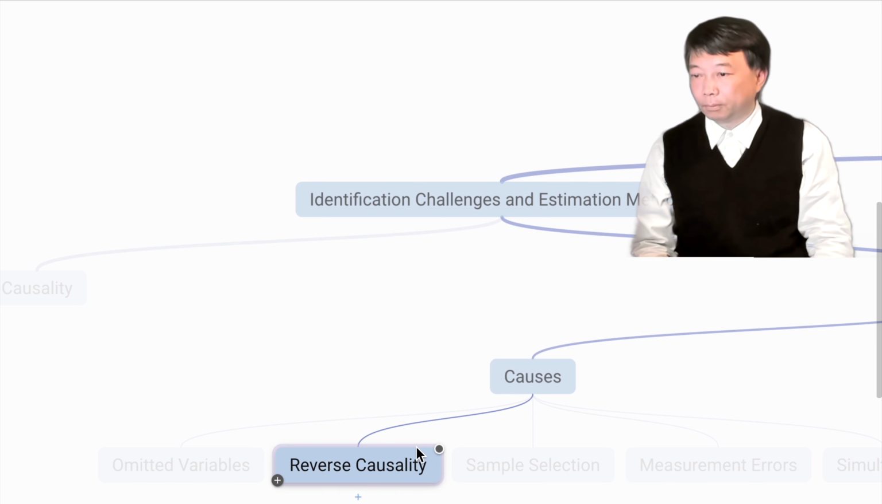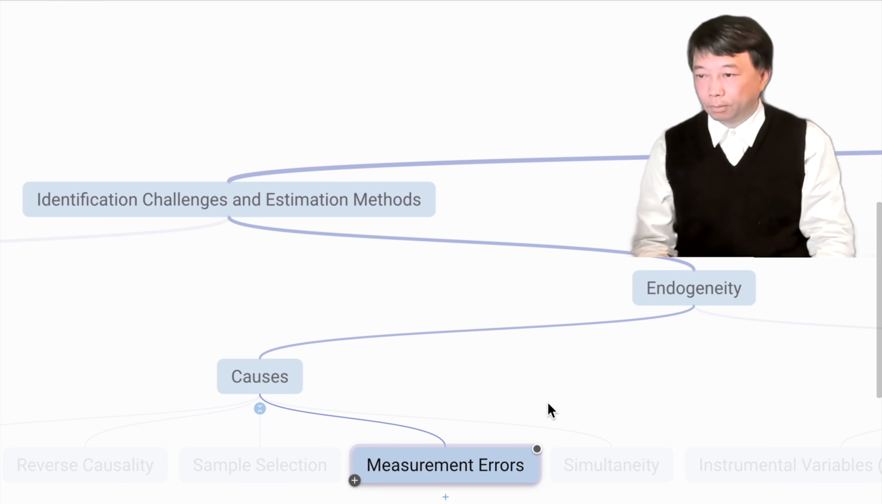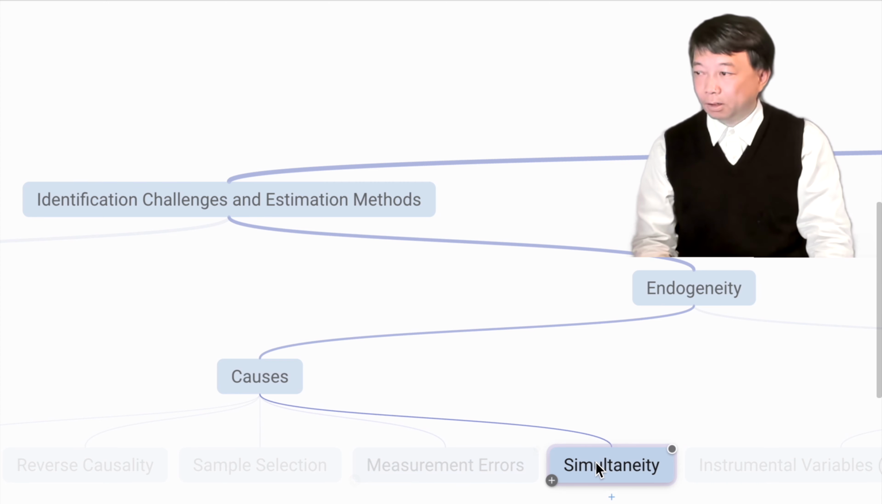Reverse causality. Situations where the outcome variable may also influence the explanatory variable, creating a two-way process. Sample selection. The sample may not accurately represent the population of interest, leading to systematic differences that can distort results. Measurement errors. Most survey data are retrospective, and respondents may not provide accurate information, which can affect variable reliability. And simultaneity.